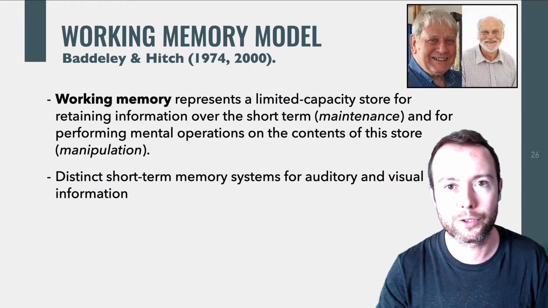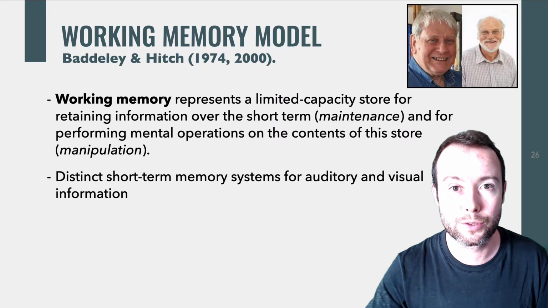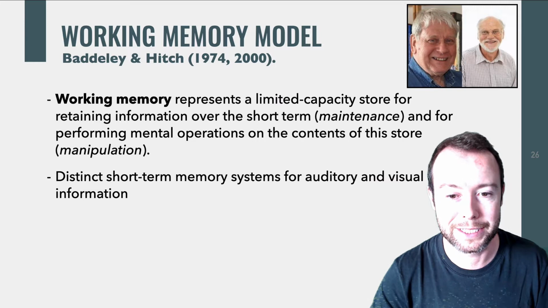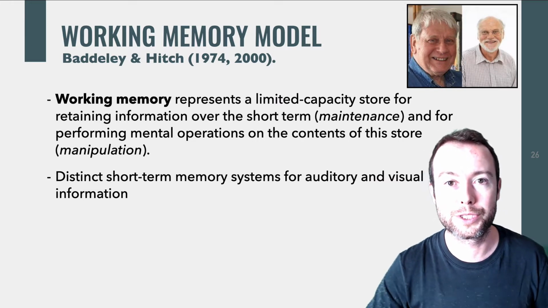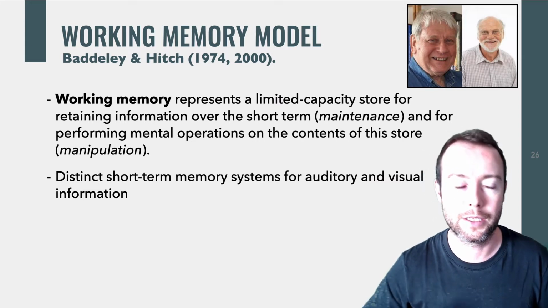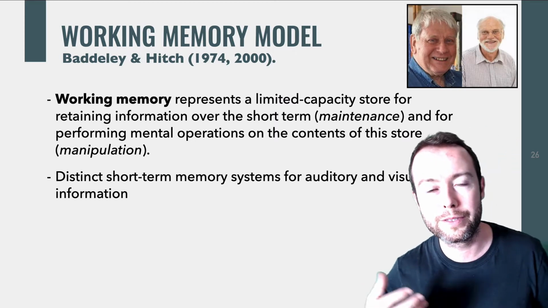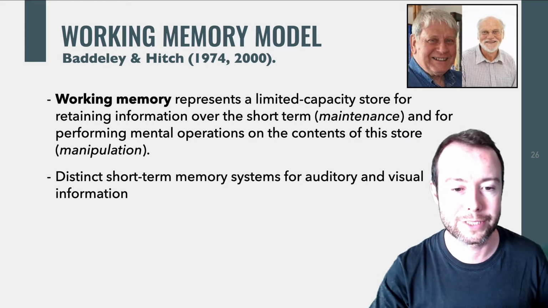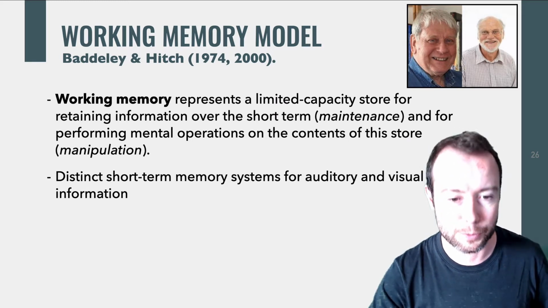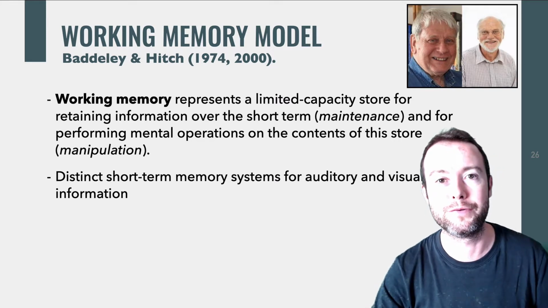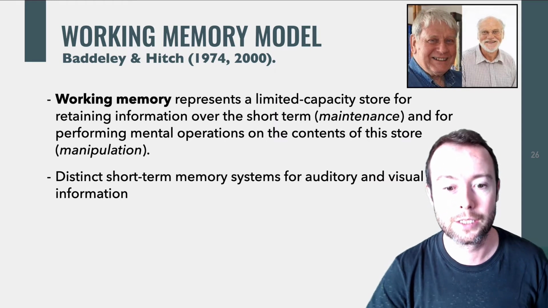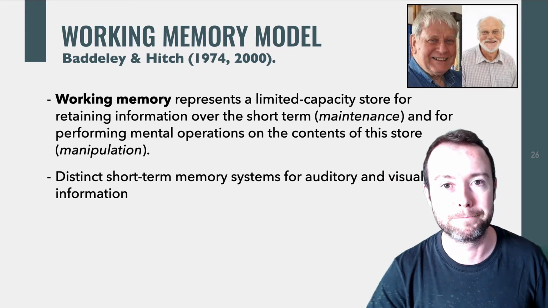The first is that you've got a short-term memory store that is still limited in capacity, but it's there both for the short-term maintenance of knowledge and information, and for the ability to manipulate, so to perform mental operations on the contents of this memory store. The second fundamental difference was that it started to incorporate the fact that we have distinct short-term memory systems for auditory and visual information.